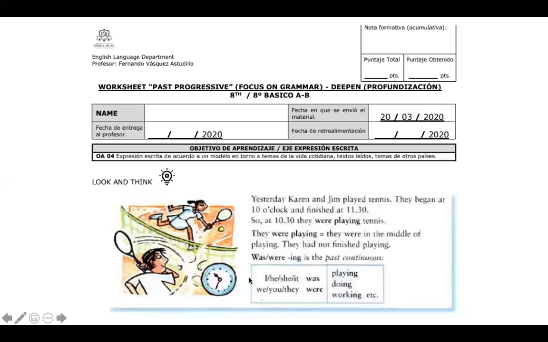Now we go on to the second worksheet. The first is a look and think activity, in which you have to look at the example here, which is the following. It says, yesterday, Karen and Jim played tennis. They began at 10 o'clock and finished at 11:30. So at 10:30, they were playing tennis.